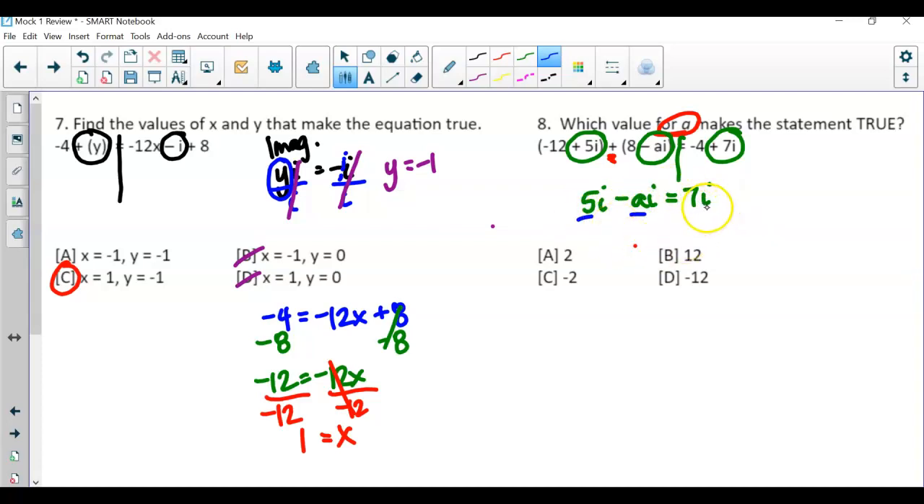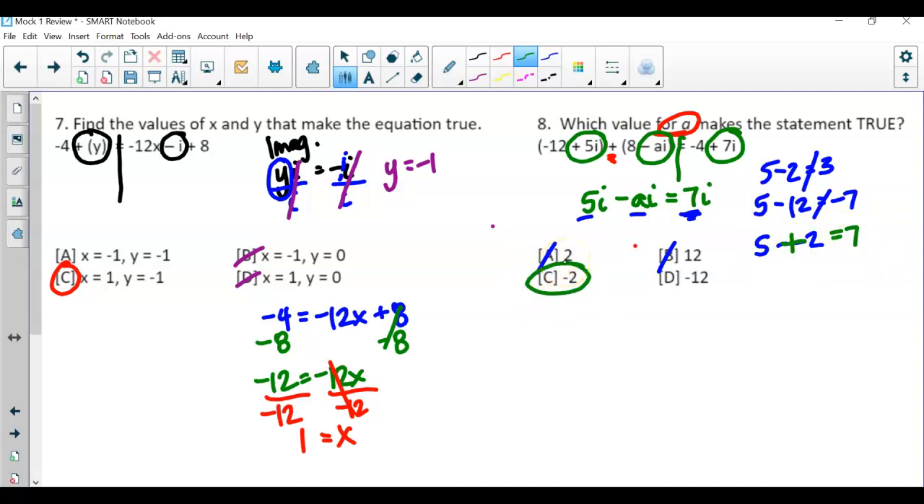Notice how we're growing. If I said this was 2, well, 5 minus 2 is only 3. So I know that doesn't work because I need 7. But if I were to say 12, 5 minus 12 is negative 7, not positive 7. So I know it's not B. Then let's go to C here. 5 minus negative 2. Notice two negatives make a positive, and 5 plus 2 is 7. So that's why the answer here is C.